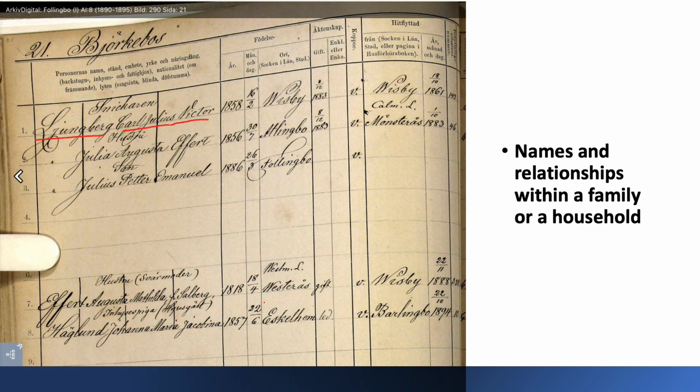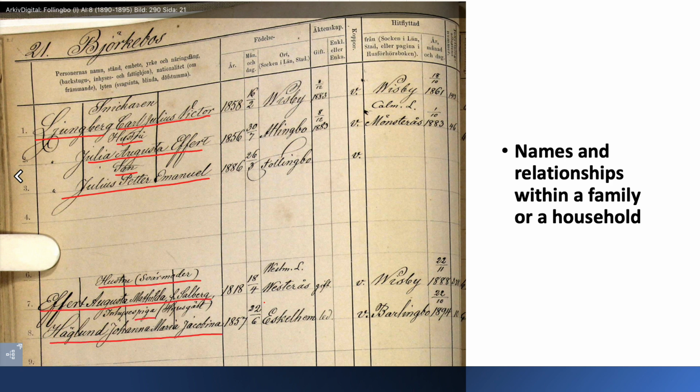Each member of the family was listed along with the relationship each member of the family had with the head of household. So if the head of the household is Karl Julius Victor Ljungberg, then his wife, or hustru, would be listed below him, and in this case her name was Julia Augusta Effert. Below her are listed the names of the head of the household's children. Below Julia is a son named Julius Peter Emanuel. Sometimes the priest simply puts an S or a D instead of writing out the words son or daughter.